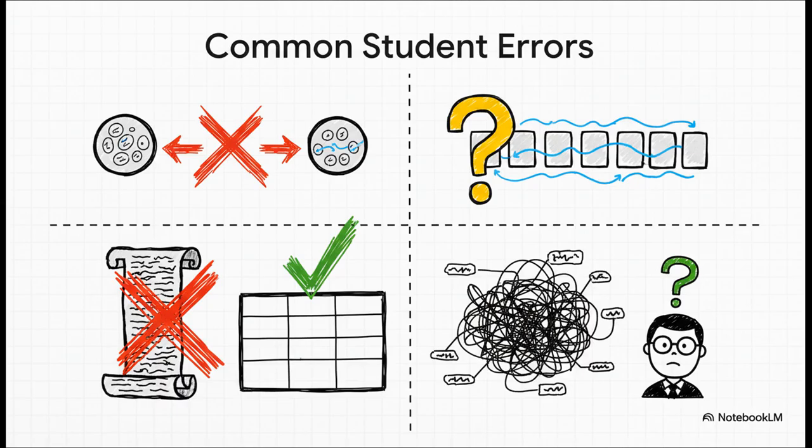Number 1, mixing up the definitions. Just remember, apoplast is the non-living highway. Number 2, completely forgetting to mention the Casparian strip. That's a huge part of the process. Number 3, writing those long, rambling paragraphs. For a differentiate question, a table is your best friend. And finally, number 4, messy, unlabeled diagrams. They honestly do more harm than good.